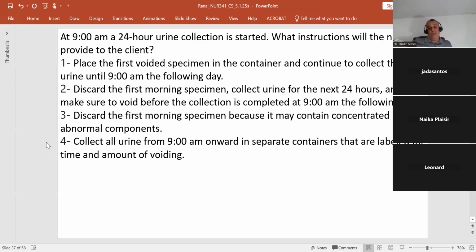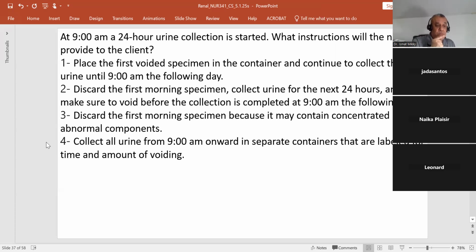Did you cover this in adult health too? Adult health one? I think so. Yeah, I mean, that's the fundamental question. Always discard the first.